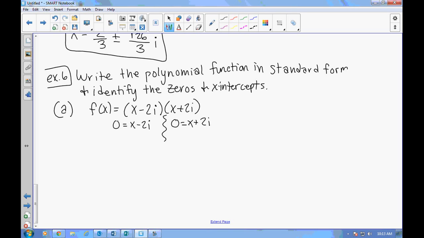All right, solve both of those and find the zeros. Yeah?